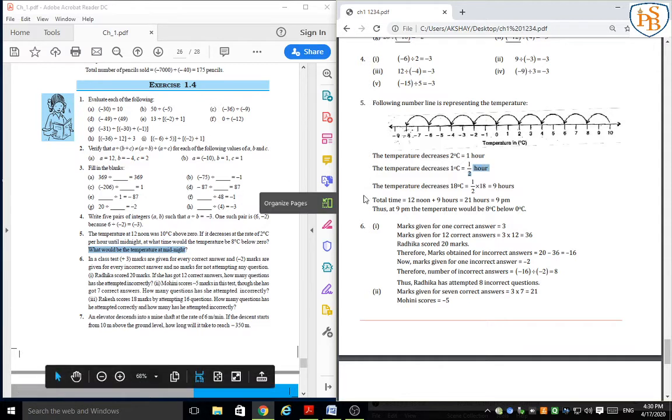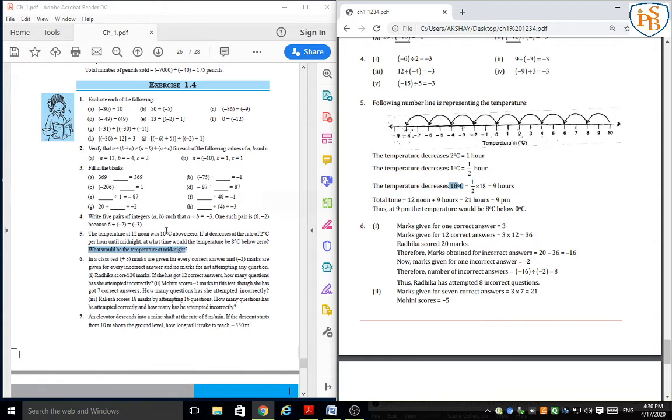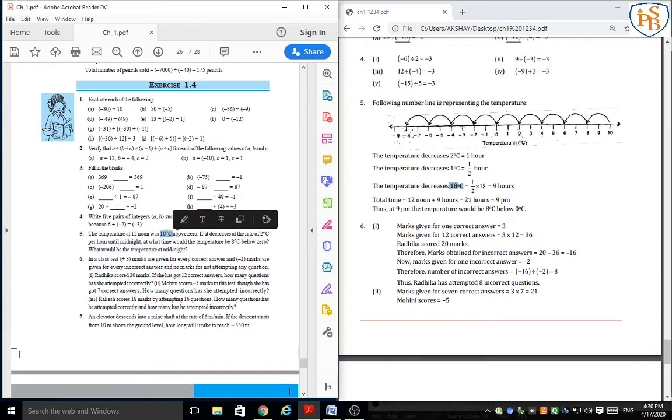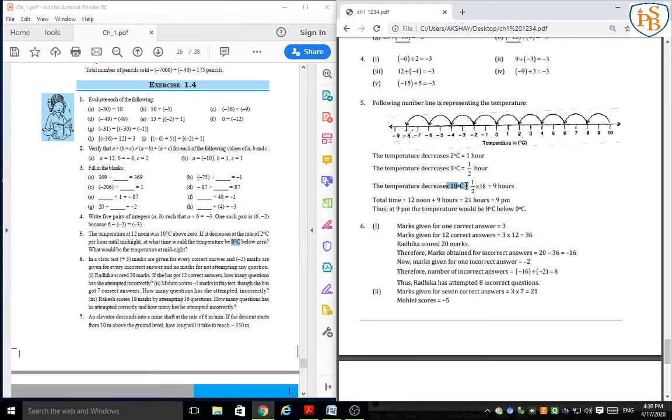How does the temperature decrease by 18 degrees Celsius? Look here, 10 degrees Celsius above 0 and 8 degrees Celsius below 0. That means the total vertical distance, as we have already solved in an example before the exercise. To find the vertical distance, we have to add the integers. That means 10 plus 8 is equal to 18. So we wrote here 18 degrees Celsius. So half into 18 is equal to 9 hours.